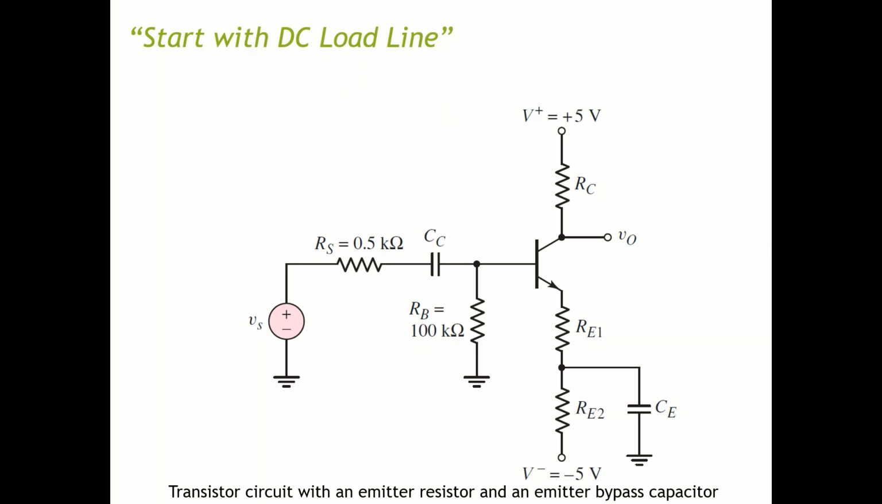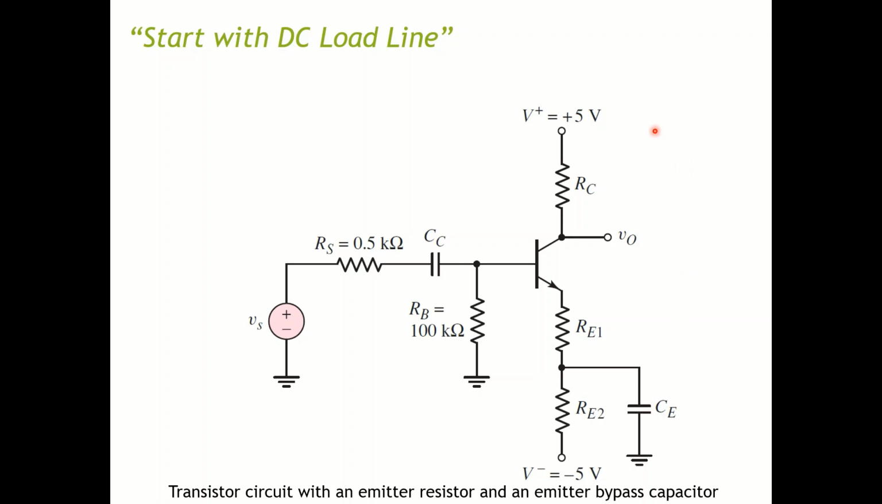So first, let's start with this circuit. This is the transistor circuit with an emitter resistor and bypass capacitor at the emitter that we discussed at the end of last lecture. So first of all, we need to figure out the DC load line before we start with the AC load line.